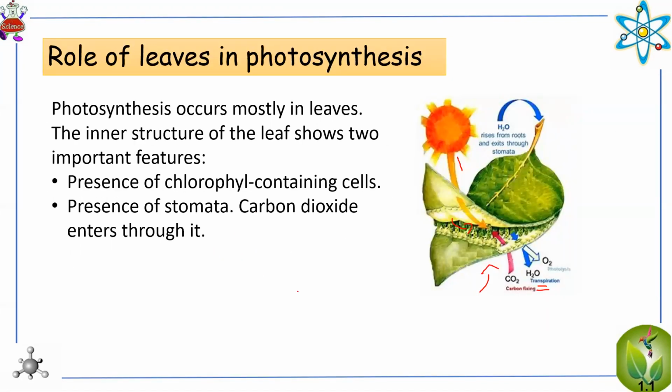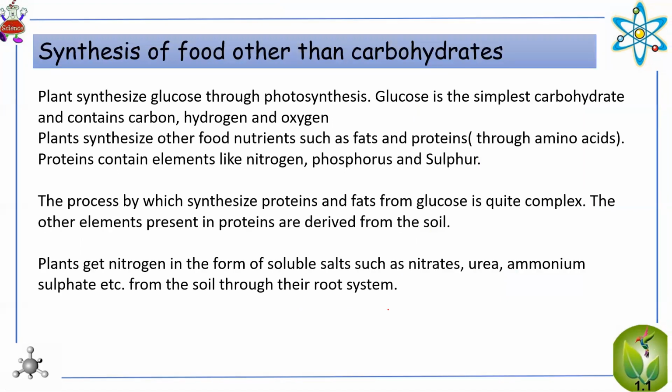And also, we know the formula of it: carbon dioxide plus water in the presence of sunlight and chlorophyll gives out glucose, right? And then if the plant stores that glucose in the night, the stored glucose becomes starch. Then it's known as starch.